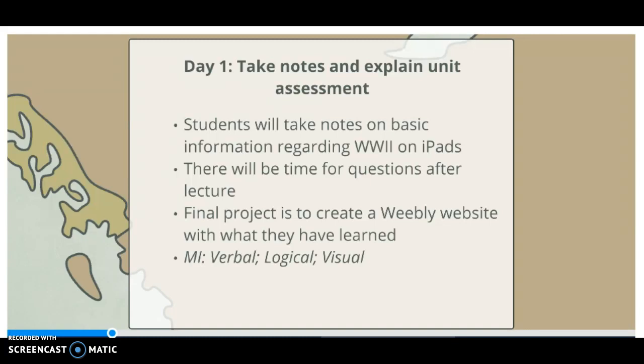The different topics they will need to research for their project are Pearl Harbor, California mobilization, the Holocaust, the Tuskegee Airmen, Navajo code talkers, Japanese internment camps, military technology, the atomic bomb, and the Marshall Plan.